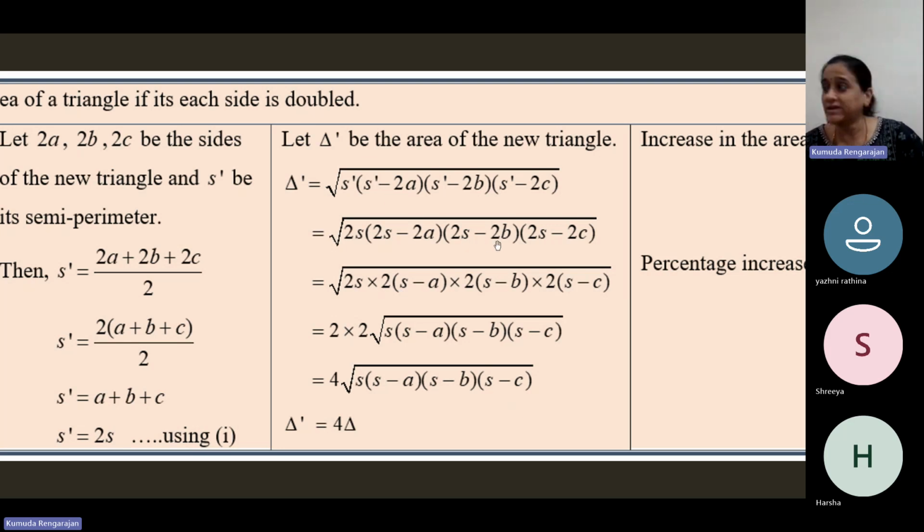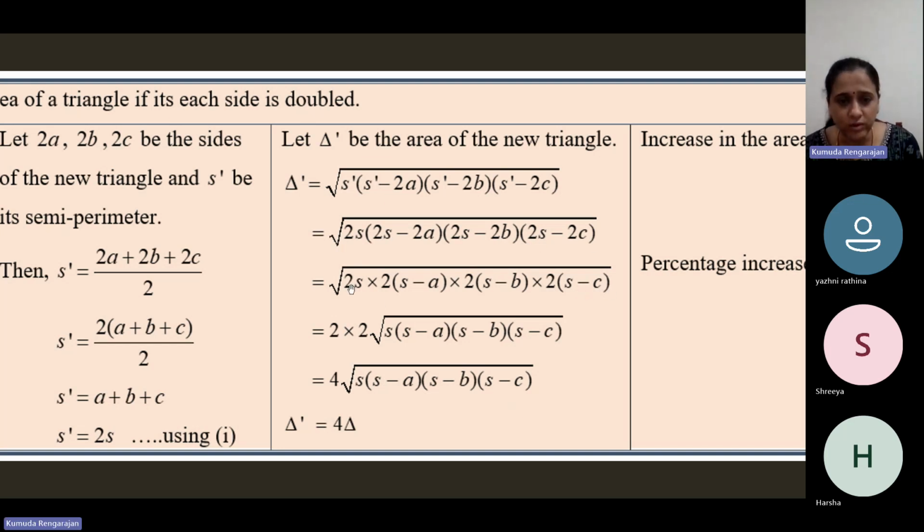Here also 2S minus 2B, so 2 into S minus B. 2S minus 2C, 2 into S minus C. And all this is multiplication. This bracket into this bracket into this bracket, all multiplication. That's why you should write 2S into 2 common into S minus A into 2 common S minus B into 2 common S minus C.